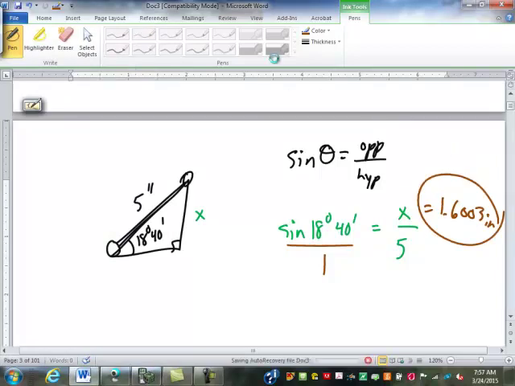What do you guys think? Not bad. Not terrible? Okay.